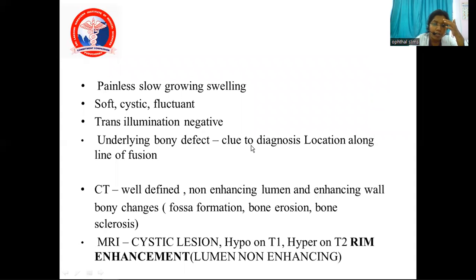A CT scan will show a well-defined non-enhancing lumen and enhancing wall, with bony changes. The CT scan will also show fossa formation, bone erosion, and bone sclerosis. The MRI will show a cystic lesion which is hypointense on T1, hyperintense on T2, with rim enhancement. That is, the lumen will be non-enhancing, whereas there will be rim enhancement.